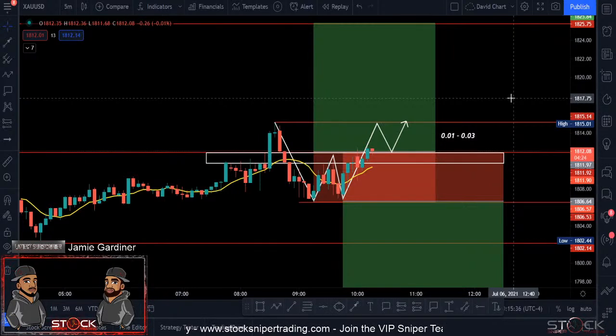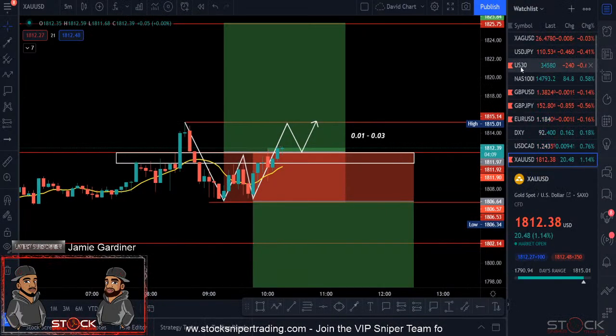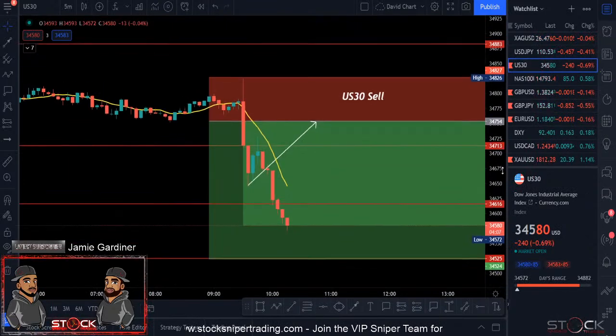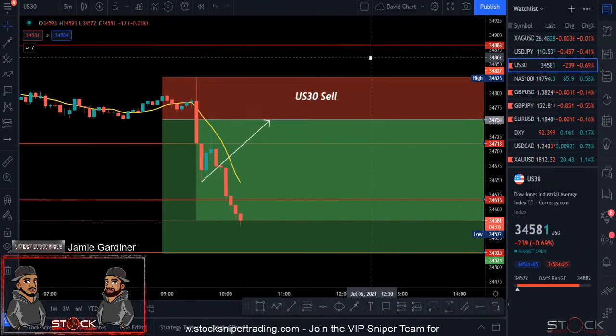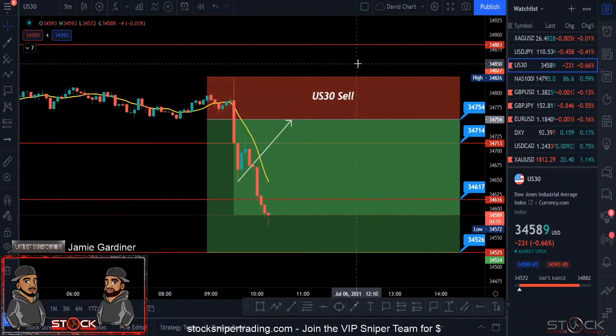Okay, so it's holding some support there. It's looking all right. I think US30 is continuing to drop. Yeah, still, guys, it's dropping. Dropping hard. Okay, getting some bottom wick here. Remember this?